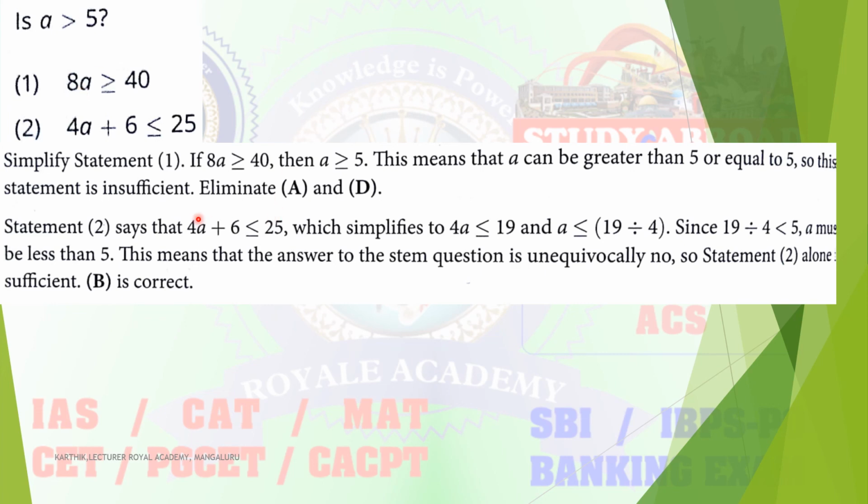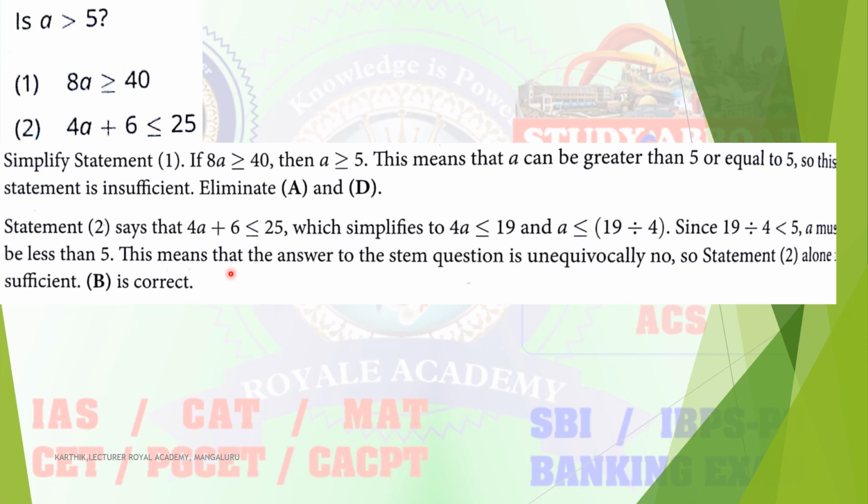Then go for the second statement: 4a plus 6 is less than or equal to 25. From that, 25 minus 6 is 19. So you can determine that a is less than 5 only. Why? Because 19 divided by 4 is less than 5. So from the second statement, a is always less than 5. So the answer is no. Only one answer you are getting, so the answer is no only. So option B is correct.